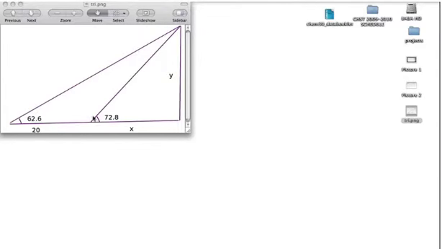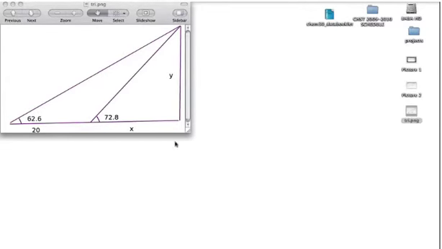We have this large triangle where the height is y and the width is 20 plus x. And on the smaller triangle, we have the height of y, same as the large triangle. However, the width of this triangle is equal to x. For both triangles, y is the opposite and the width is the adjacent. Therefore, we're going to use the trig function of tan.